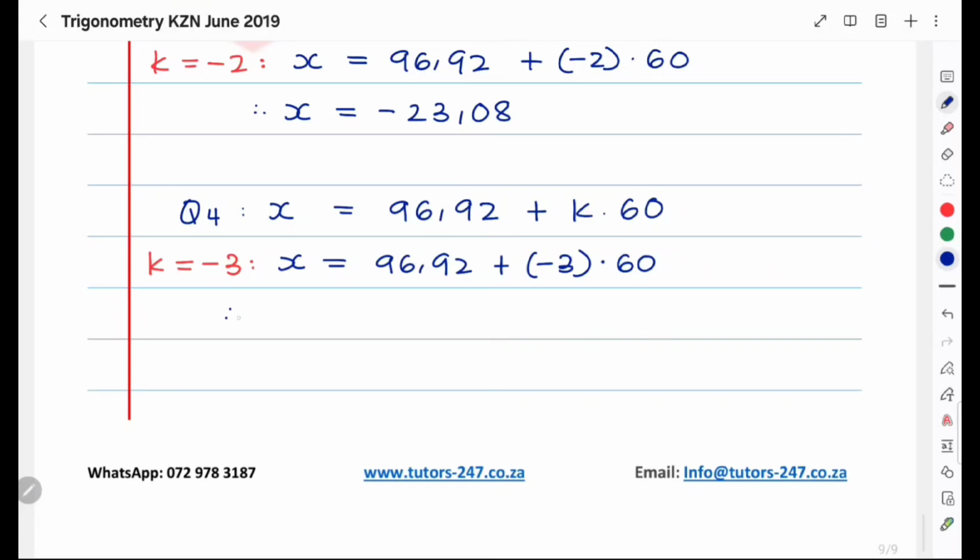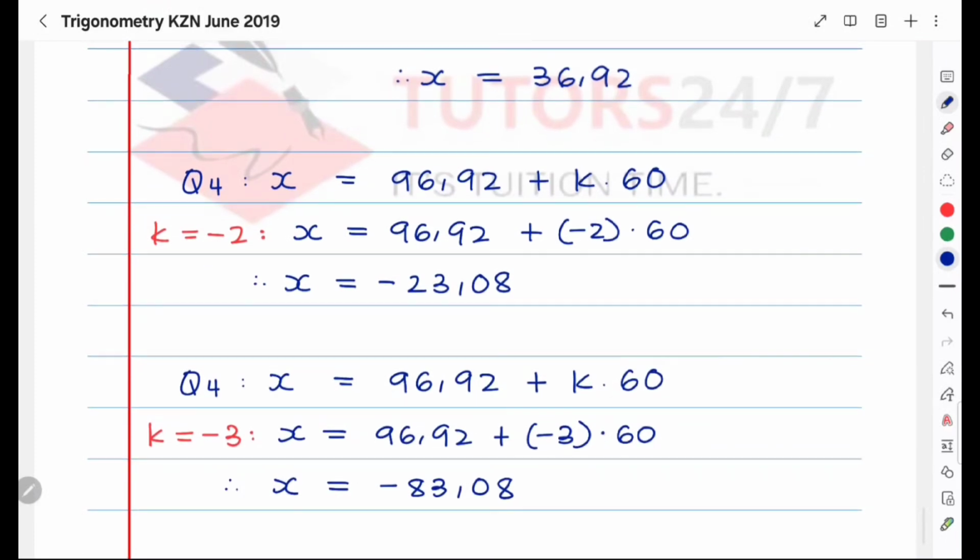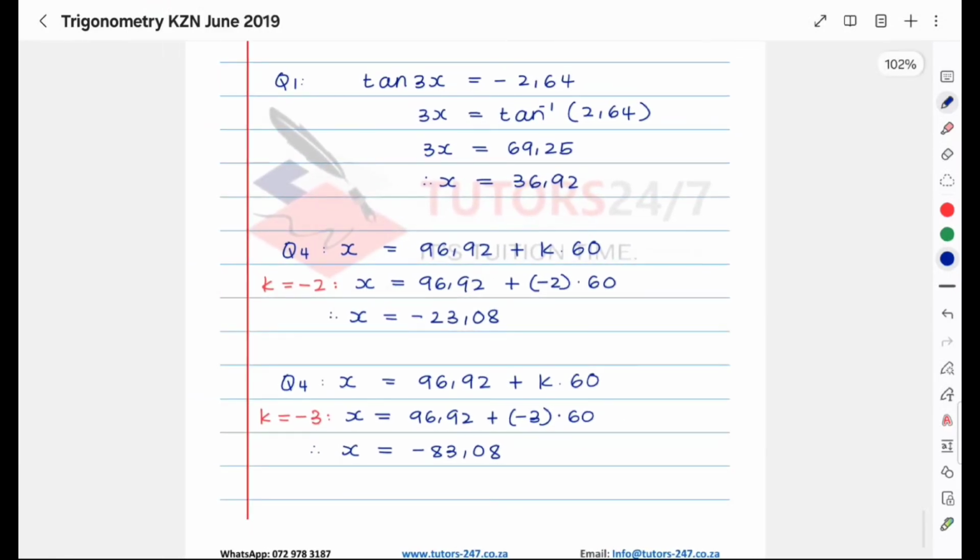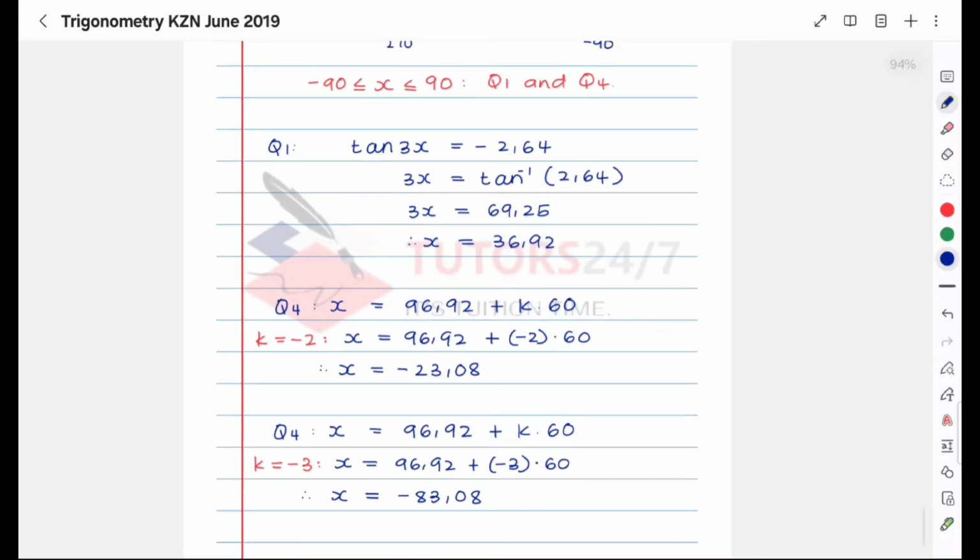We put that into our calculator, and we end up with negative 83.08. And that is between 0 and negative 90. So we could have kept on going, negative 4, negative 5, negative 6, etc., our values of k, to see if those are within 0 to negative 90. But we already found our 3 solutions, so we can just stop there.